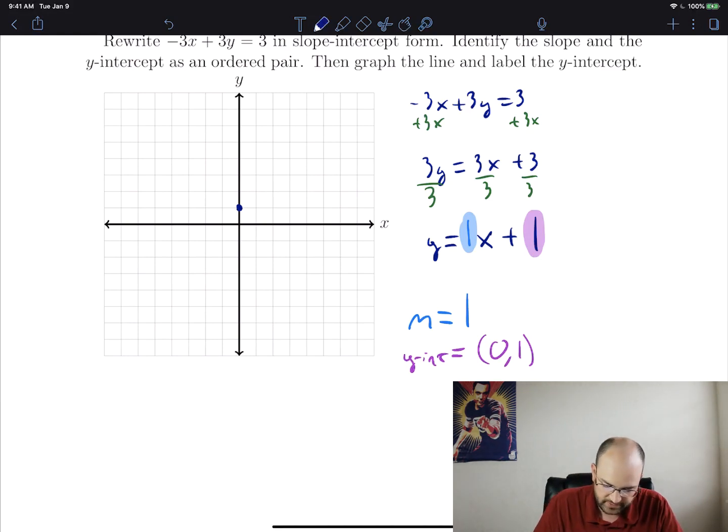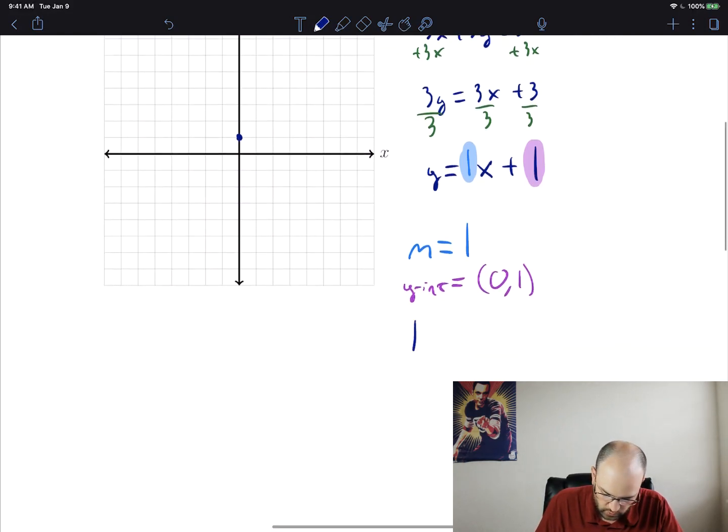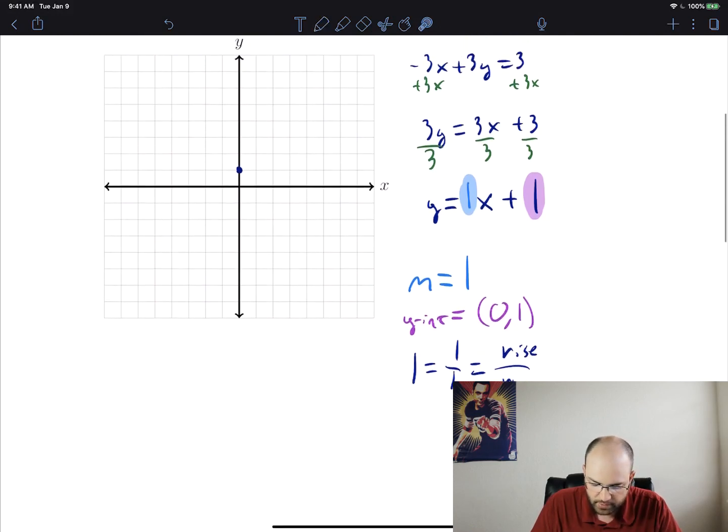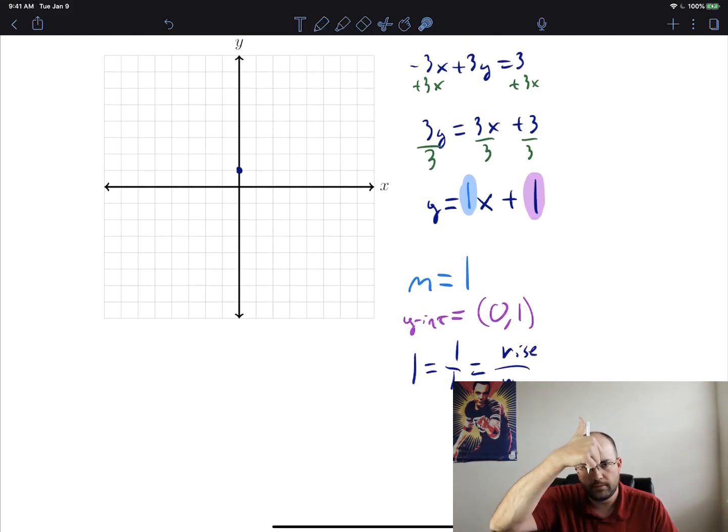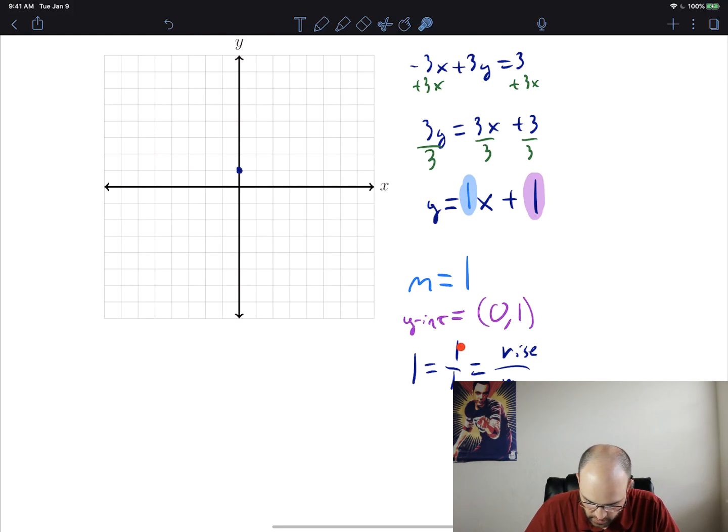But what does that really tell me? Well, 1 is the same thing as 1 over 1. But remember, that's rise over run. A positive rise means that we're going up, and a positive run means that we're going right. So from this coordinate, we're going to go up 1, right 1. That's what that's telling me. So up 1, right 1.